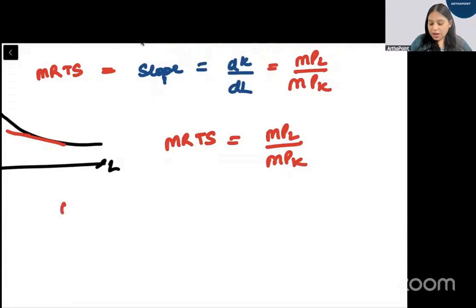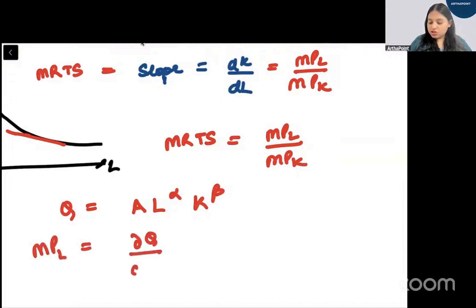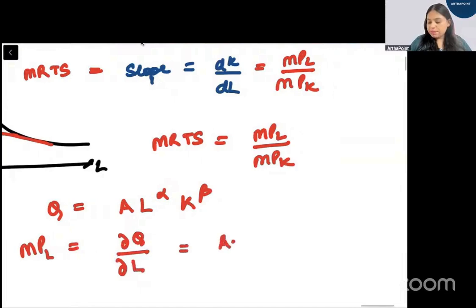ठीक है. अब हम अपने प्रोडक्शन फंक्शन की बात करते हैं. A L to the power alpha K to the power beta, right? So if I find out marginal product of labor, this will be how output changes as labor changes. ठीक है बेटा? So this is going to be A, power comes down, power reduces by 1.